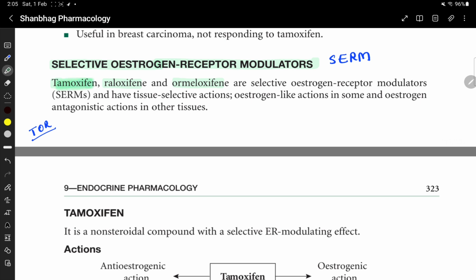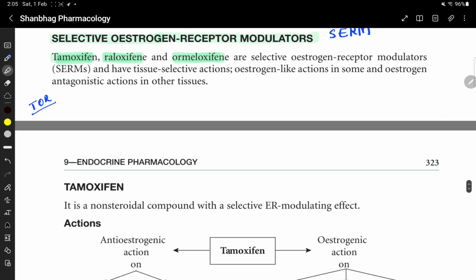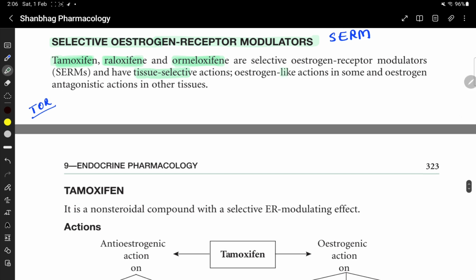Tamoxifen, ormeloxifene, and raloxifene. These are selective estrogen receptor modulators and have tissue selective actions: estrogen like action in some tissues and estrogen antagonistic action in other tissues. What is the meaning of selective estrogen receptor modulator? That they will have estrogen like action in some tissues and estrogen antagonist effect in other tissues.